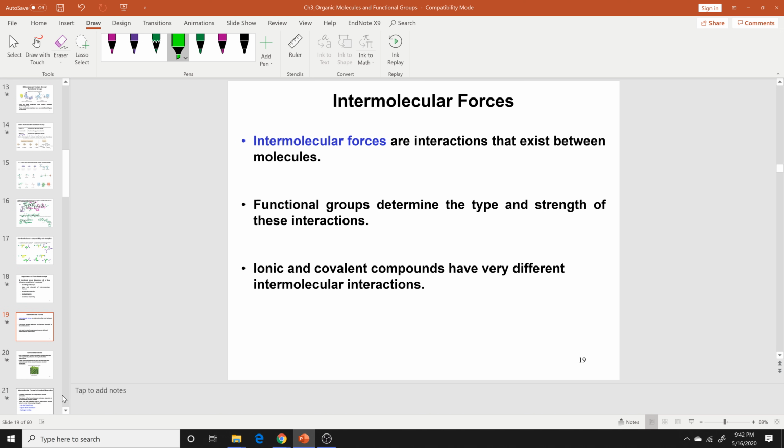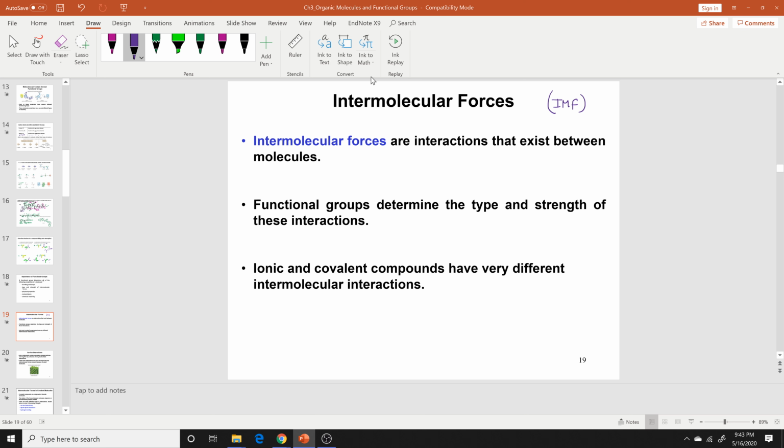Now this is just a review of intermolecular forces. Intermolecular forces, we've explained it in detail in Gen Chem 2, so this is just a revision. Intermolecular forces, these are interactions. I normally abbreviate them as IMF. So if you see that, this is intermolecular forces. These are interactions that exist between the molecules.